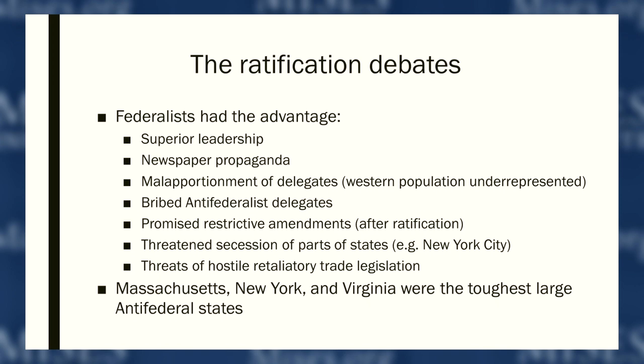So you look at the ratification debates, and the Federalists had the advantage. Undeniably, they had the advantage. One, they had superior leadership. The more eminent men, America's great men, as Rothbard calls them, were in favor of the government. Why? Because as Rothbard discusses, great men are almost always in favor of bigger government, because that's how they got their power, or how they can continue to augment their power.